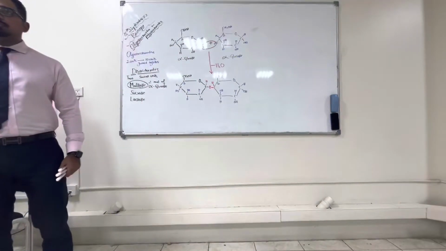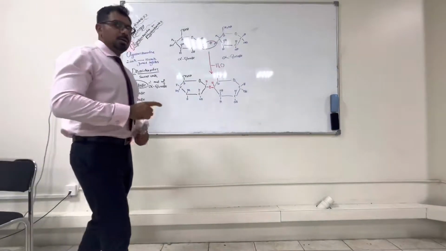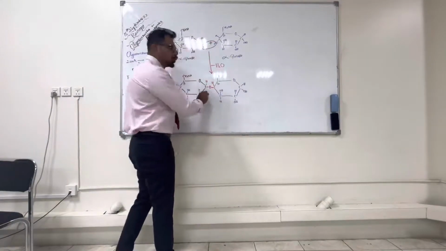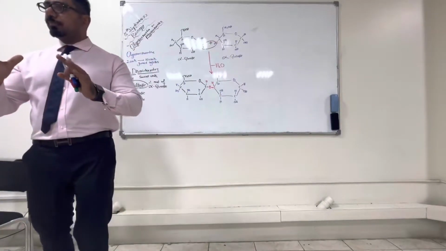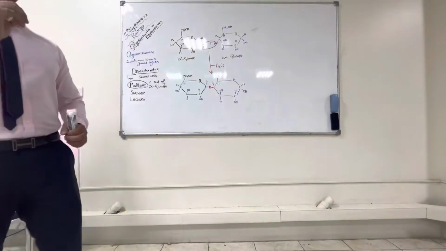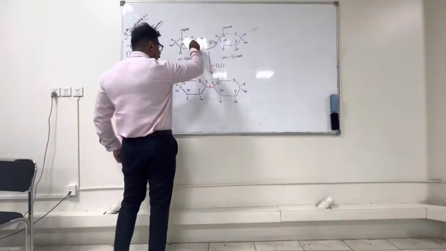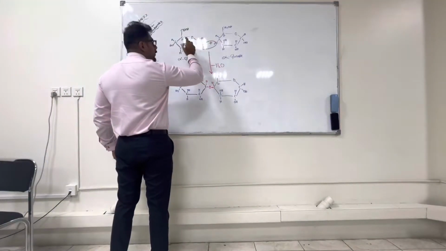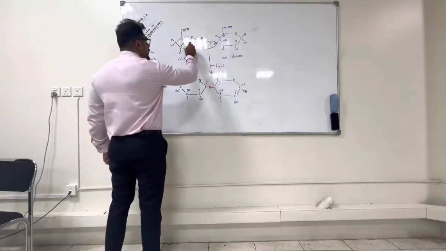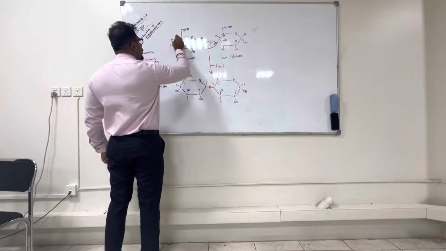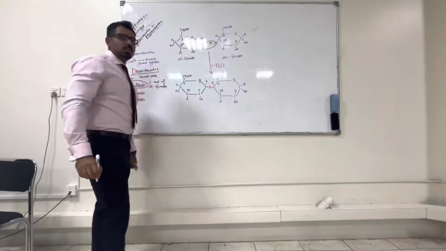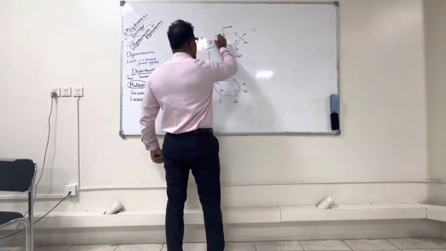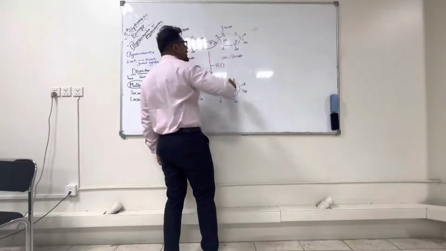Now, this bond, which is being made between two glucose molecules, has a name. How are we going to name it? First, come back over here. Let's name these numbers of carbons. We have already numbered this before: 1, 2, 3, 4, 5 and 6. Do you remember this or not? 1, 2, 3, 4, 5 and this 6.